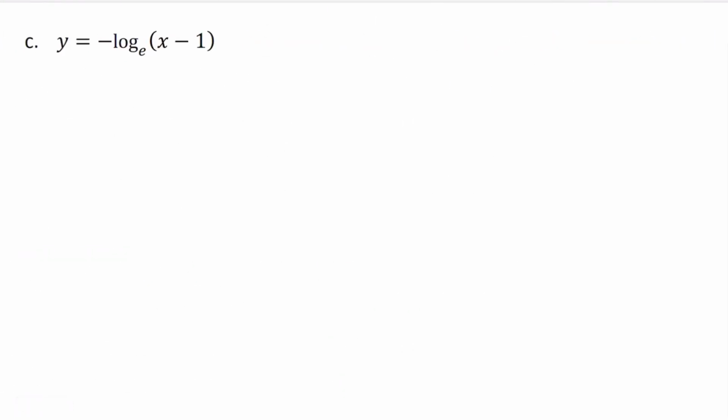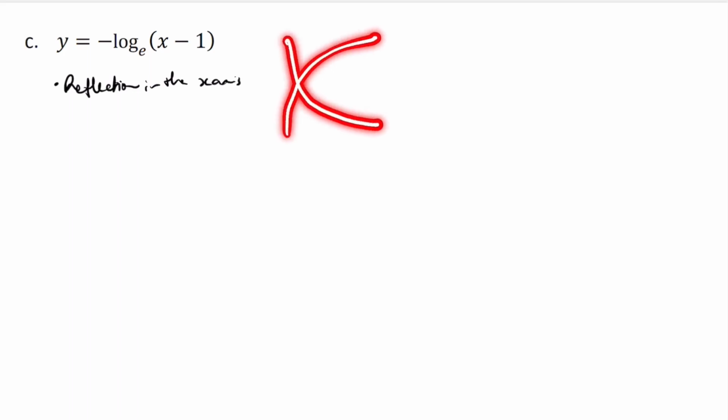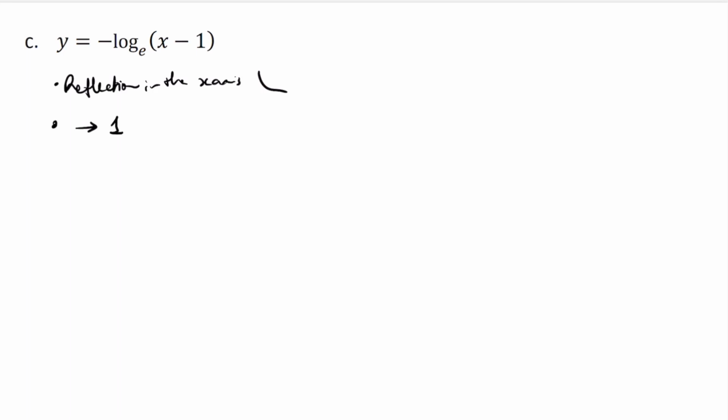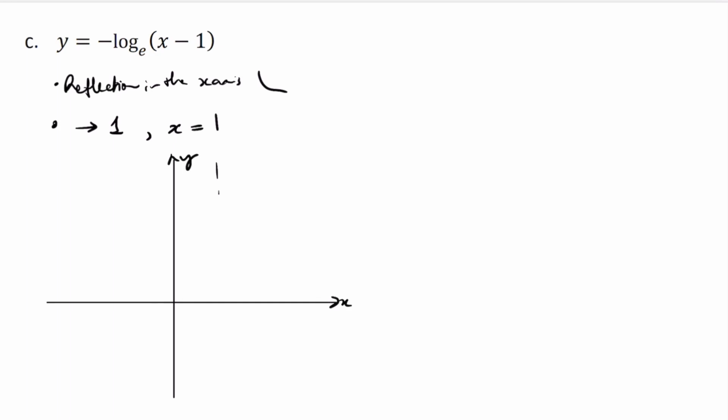Okay, so back to this question here. So what do we have? First of all, this negative out the front means that we're going to have a reflection in the x-axis. So usually my graph is going to go like this, and when I reflect it in the x-axis, it's going to now flip, so it'll look like that. The next thing is that our whole graph has shifted over to the right by 1. That's really important because that means my asymptote is going to be at x equals 1. So it's going to look like this.